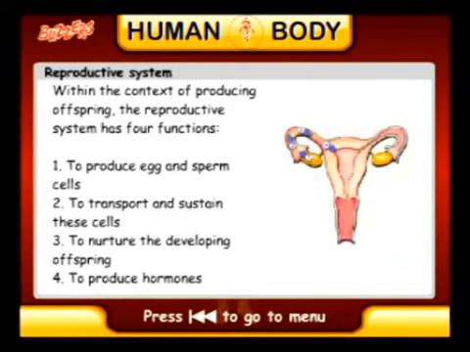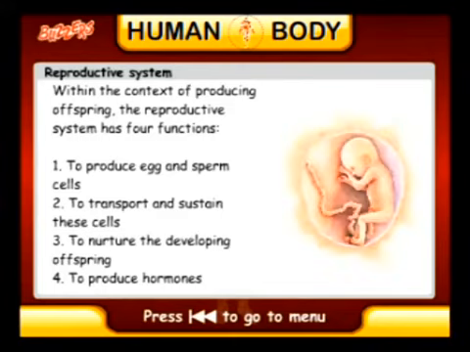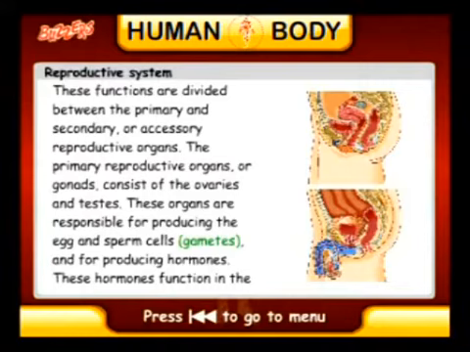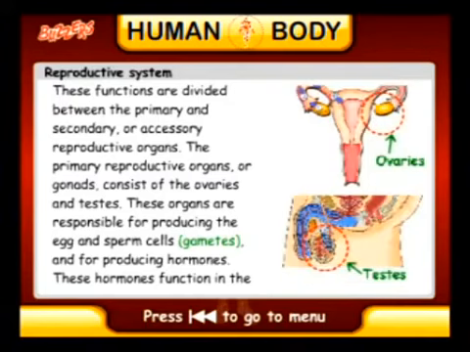and sustain these cells, to nurture the developing offspring, to produce hormones. These functions are divided between the primary and secondary or accessory reproductive organs. The primary reproductive organs, or gonads, consist of the ovaries and testes. These organs are responsible for producing the egg and sperm cells, gametes, and for producing hormones.